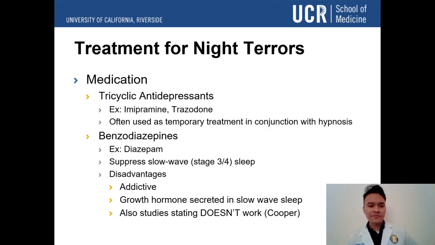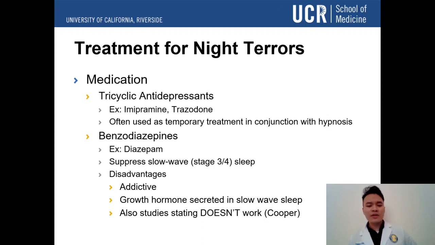And then finally, there's just straight medication. Tricyclic antidepressants, also known as TCAs. Examples of these are imipramine, trazodone. They're used often as a temporary treatment in conjunction with hypnosis. You can also try benzodiazepines, for example, diazepam.